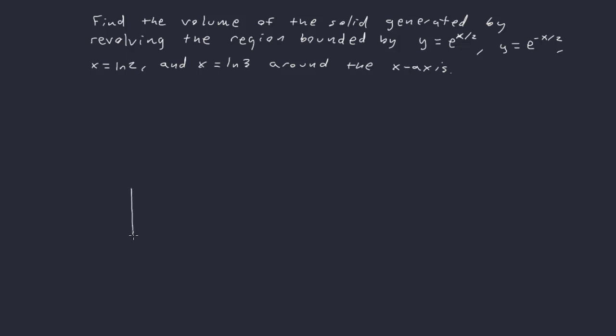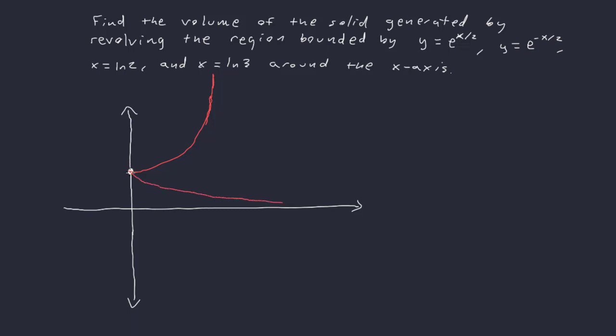To start with, I'm revolving around the x-axis, so I know I'm going to want to set this up in terms of an x integral. That's not too bad. Now, e to the x over 2, that's not a parabola, but an exponential, so it blows up pretty fast. But e to the negative x over 2 is another exponential that decays. So it looks something like this.